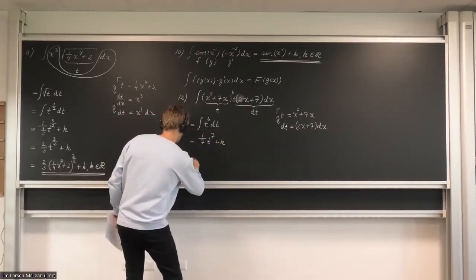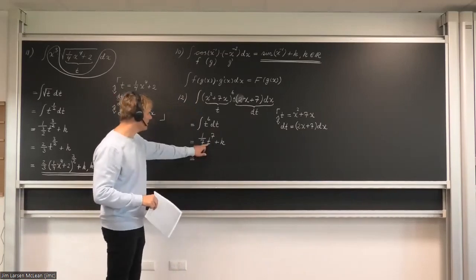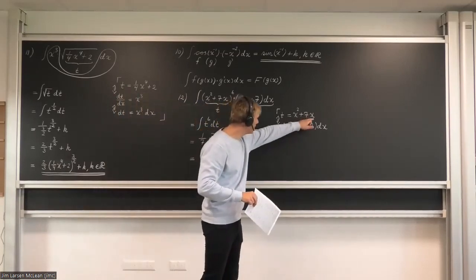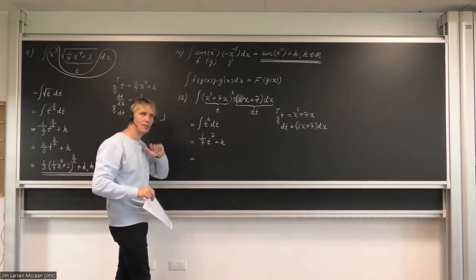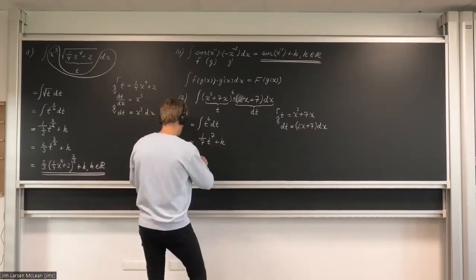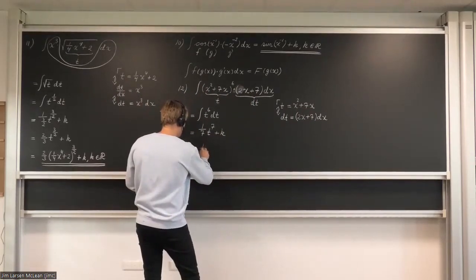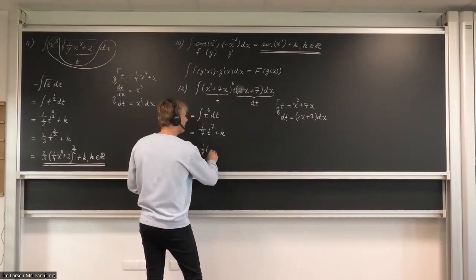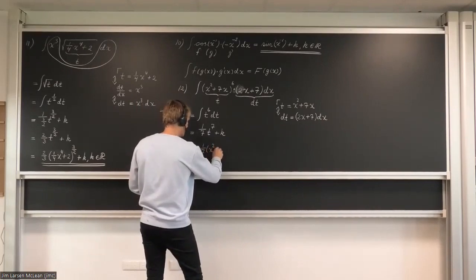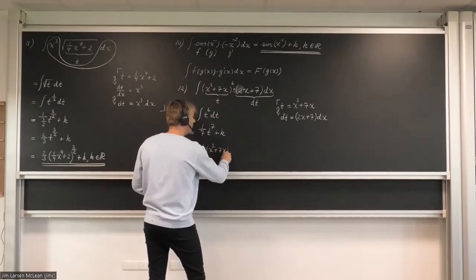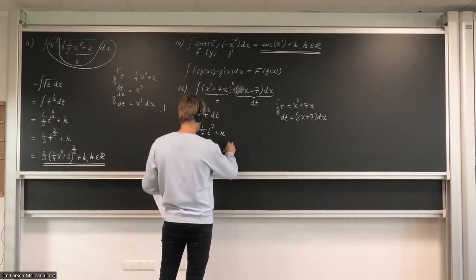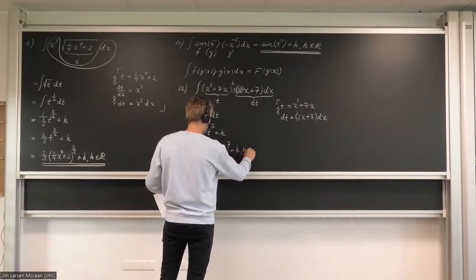And finally, I can do the reverse substitution. So now I take what t was, x squared plus 7x, and plug it back into the t spot there. And then it's done. So the answer becomes 1/7 times x squared plus 7x, raised to the 7th. And then plus k. Voila, it's actually solved.